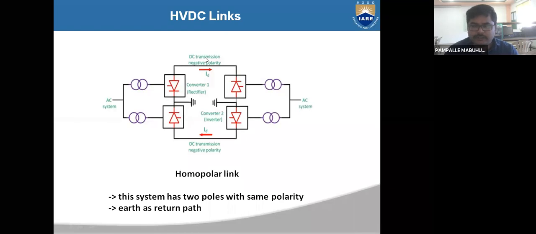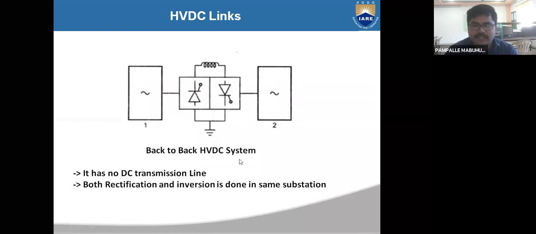Okay, so when you compare all these three lines with this back-to-back system, the back-to-back system will not have any DC transmission line. The DC transmission line is not present in the back-to-back system, and the rectifier as well as the inverter, both stations will be in a single substation. At the same location you will have a rectifier as well as an inverter.